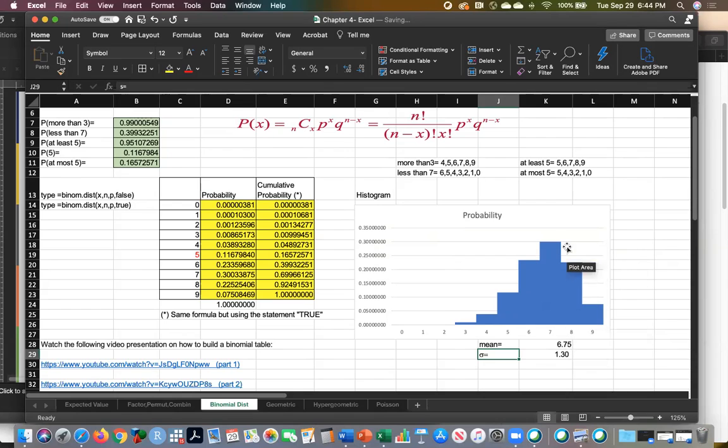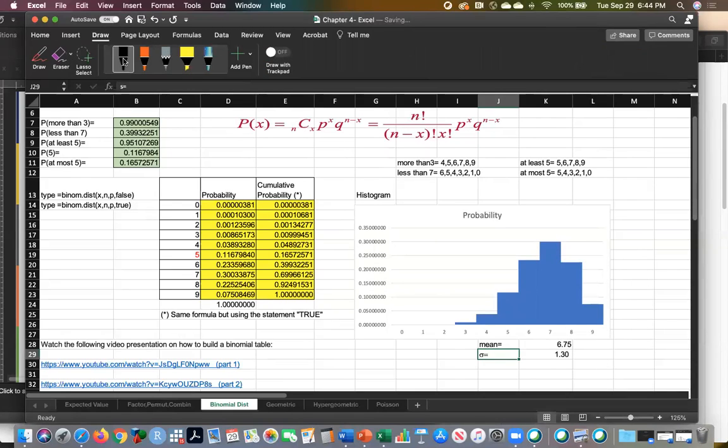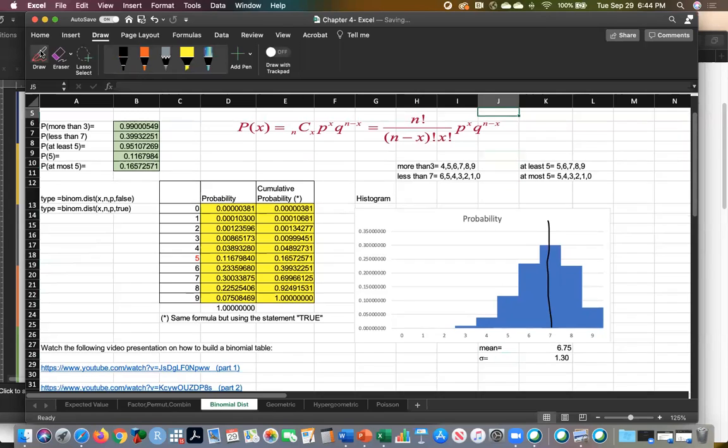Okay. So as we can see, we have the mean value. If I can draw something here, my mean is going to be more or less like here, right? 6.75, very close to 7, where we have the highest bar. And sigma is going to be 1.3. Okay, so that is very helpful. So we can do that.